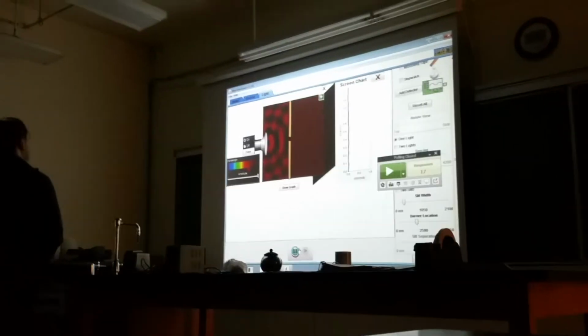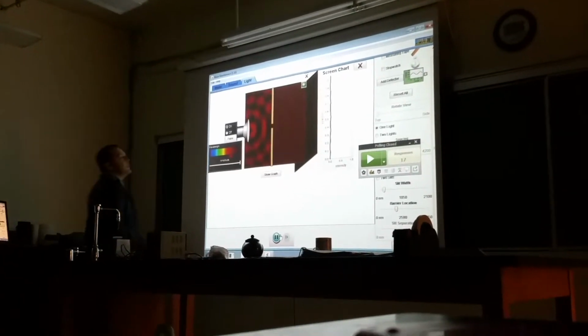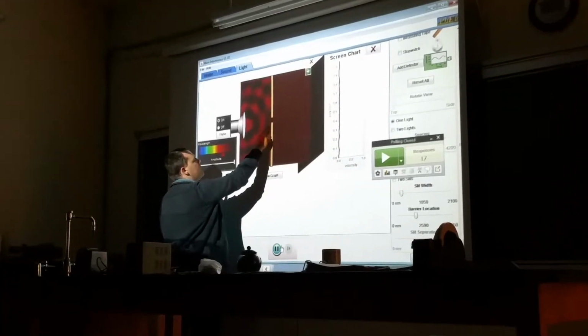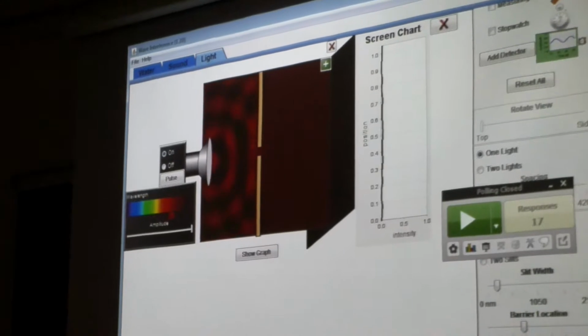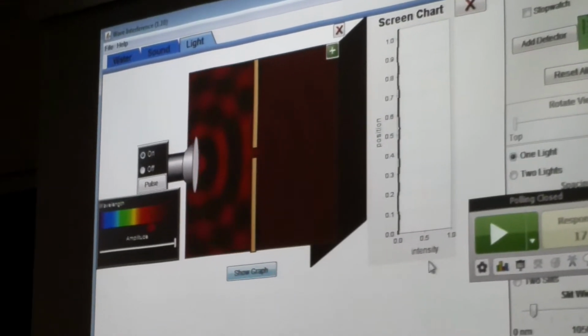See what happens when the waves hit the barrier. It's very faint, but they're going through. Can you see? Propagating out. Okay.